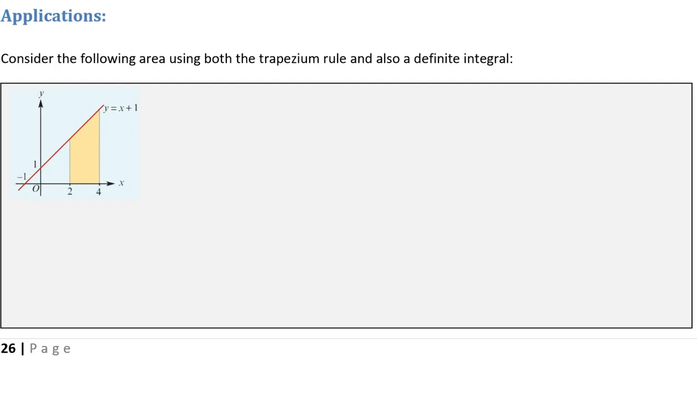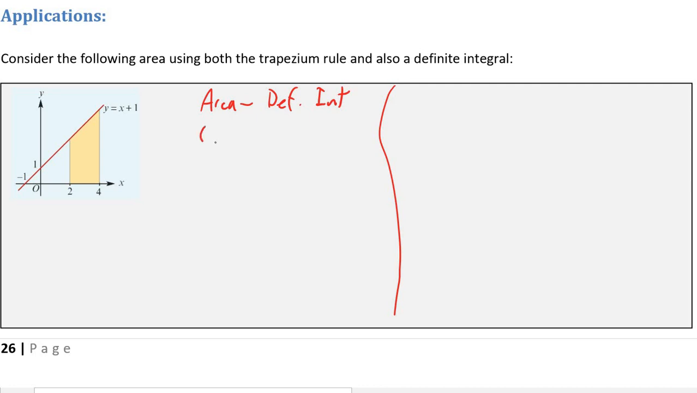We're going to do this one both with the trapezium rule and with the definite integral. Which do we want to do first? Definite integral. So the area with a definite integral would be the integral. What's my function? X plus 1. What are my bounds? 2 and 4. So dx.